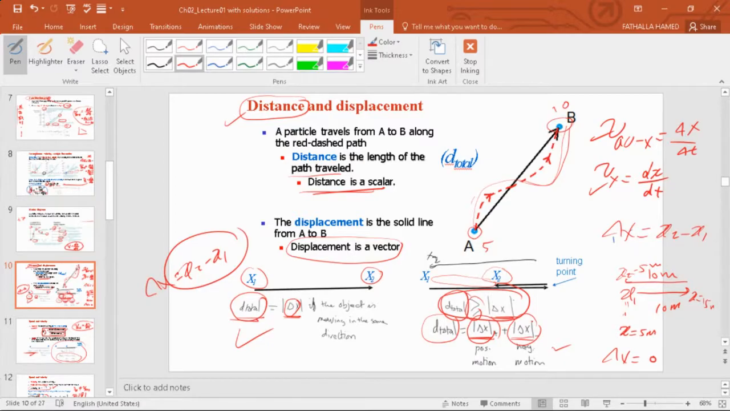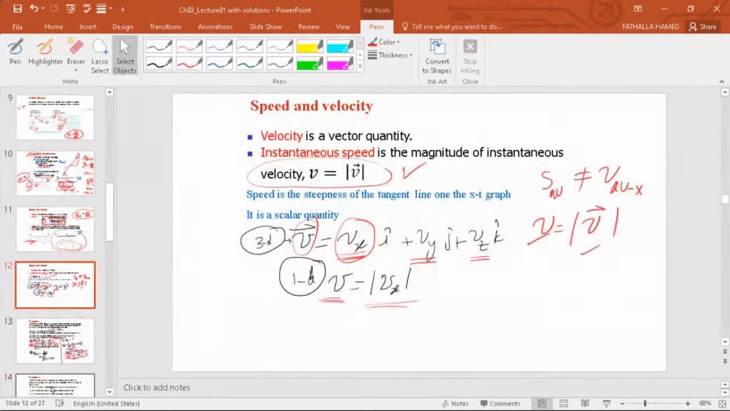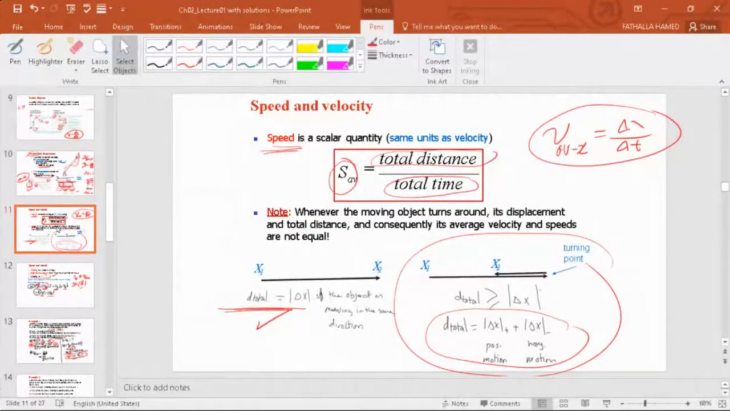So you should distinguish between distance and displacement. Distance is the length of the path you travel. Displacement is basically the difference between the two positions. Is this clear? So this is basically where you're going to deal with your distance and displacement.